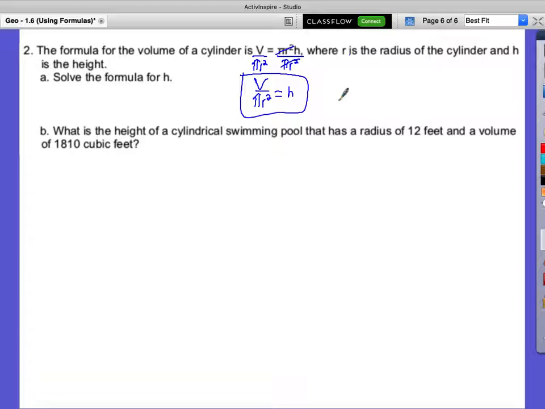So what are we solving for here? What are we trying to find? H. Is that convenient? Yeah, because we already solved the formula for H. Would it have been convenient if we were just given this formula? No, but now that we solved it for H, this is a lot more convenient.